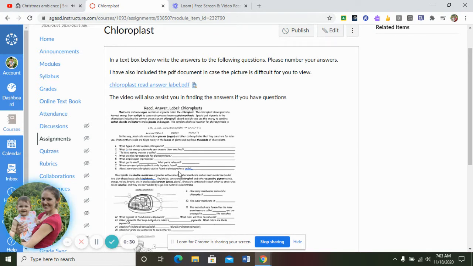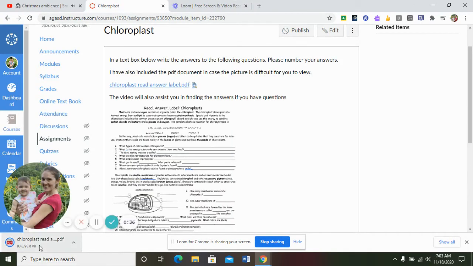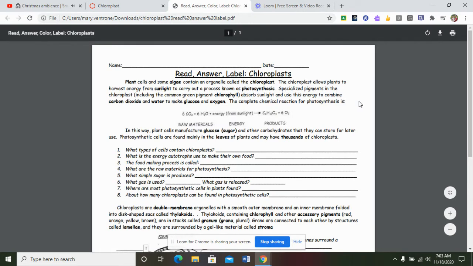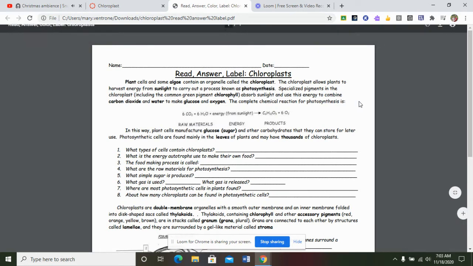I have the picture here. Hopefully it's big enough for you to see, but if it's not, you can click on this here. And we'll wait for it to open up. There we go. So it says read, answer, and label.